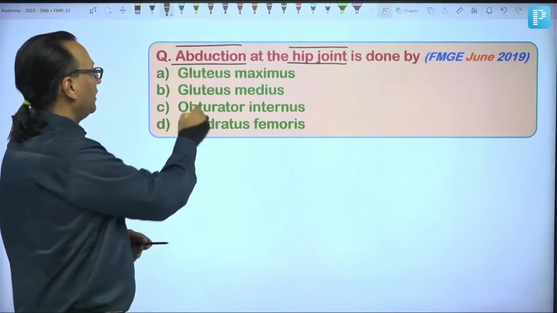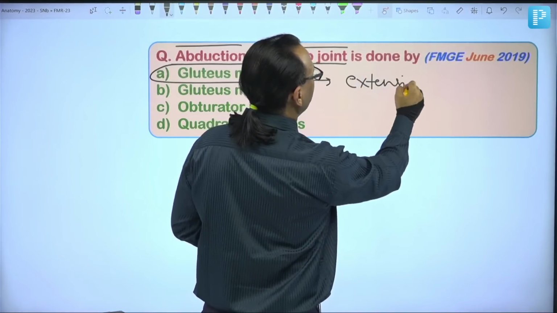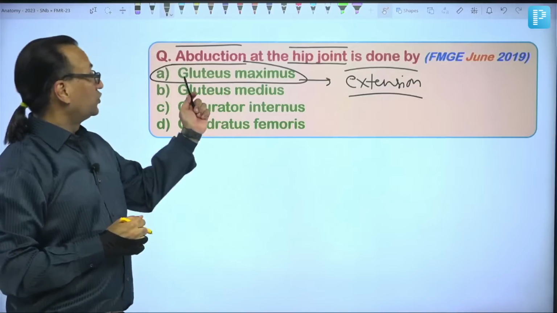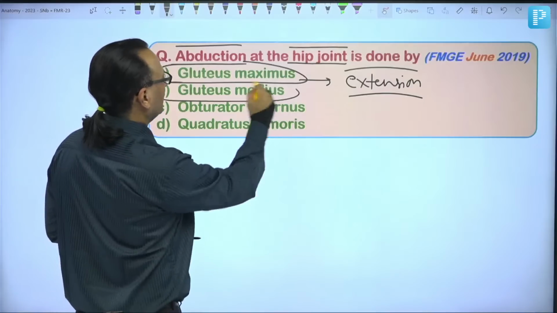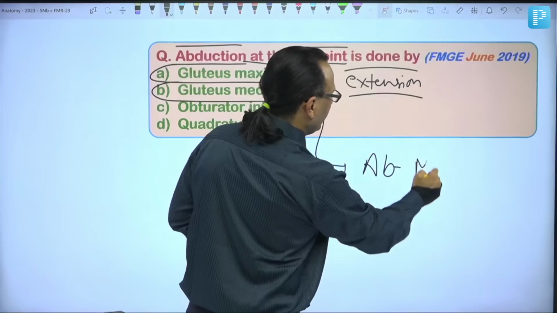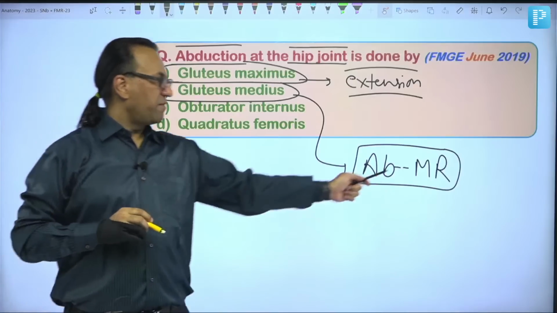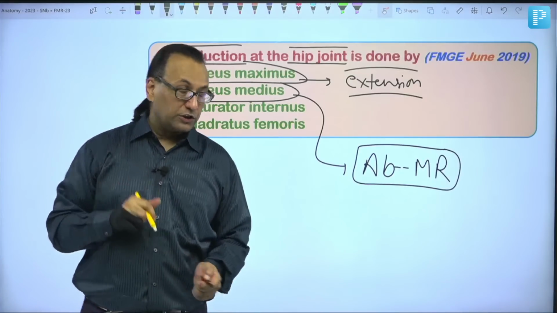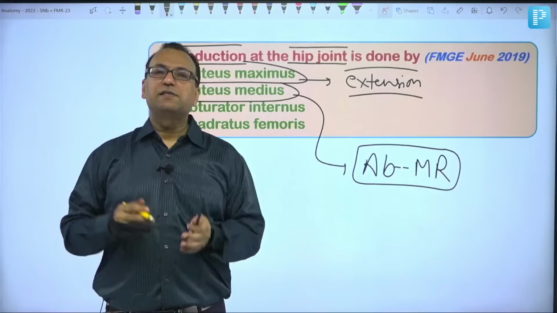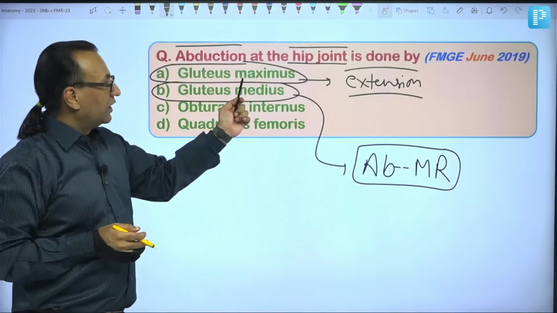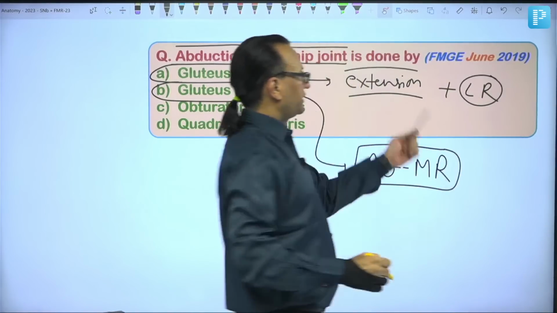If you talk about gluteus maximus, it is the chief extensor muscle at the hip joint, extension. It is the gluteus medius which is not only an abductor but also a medial rotator at the hip joint, ab-MR. Because the gluteus medius is a medial rotator, the gluteus maximus can be a lateral rotator. You can mention that, but it is not your first answer. Your first answer should always be hip extension.